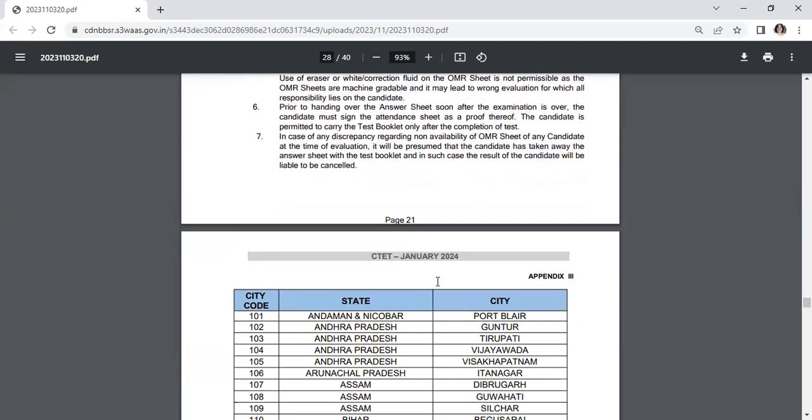In case of any discrepancy regarding the availability of the OMR sheet of any candidate at the time of evaluation, it will be presumed that the candidate had taken away the answer sheet with the test booklet, and the candidate will be liable to have the result cancelled.